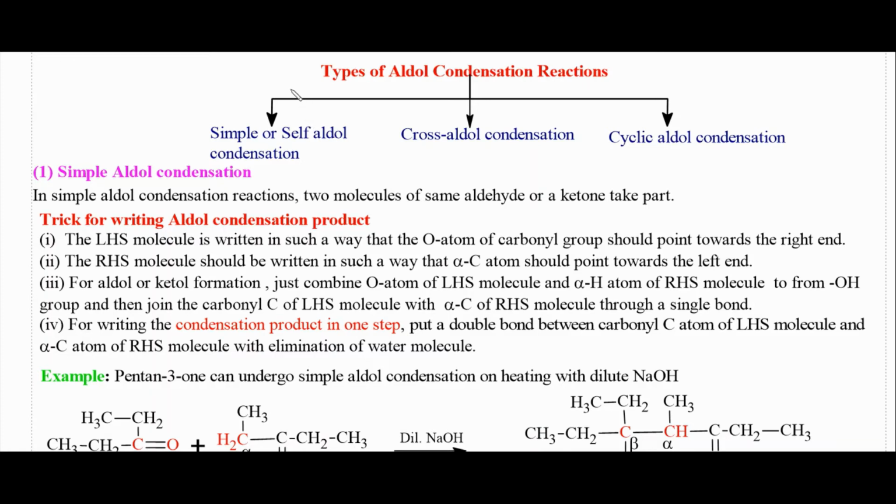Now let us see how many types of aldol condensation reactions there are. There are three types of aldol condensation reactions. First one is simple or self-aldol condensation. Second one is cross-aldol condensation. Third one is cyclic aldol condensation. First of all, I shall explain simple aldol condensation reactions. In simple aldol condensation reactions, we consider two molecules of the same aldehyde or ketone.